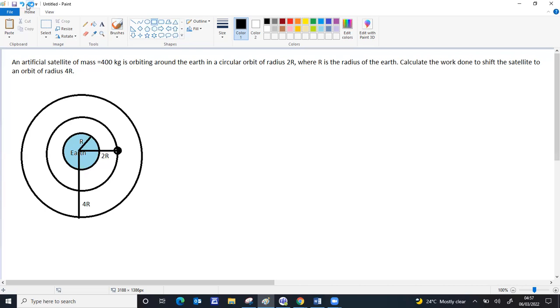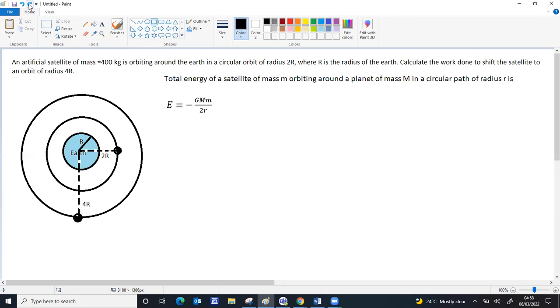So we already have an expression for the total energy of a satellite orbiting in a circular path of radius small r, small m being the mass of the satellite and capital M being the mass of the planet. Here is Earth. The radius of the orbit from the center of the planet is small r. The expression is minus G times the mass of the planet times the mass of the satellite, by 2 times the orbital radius.